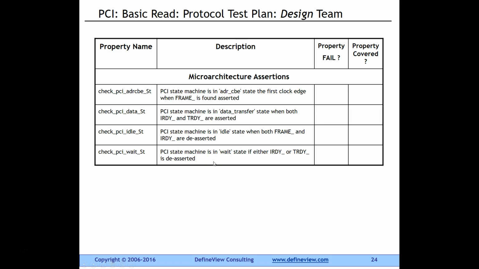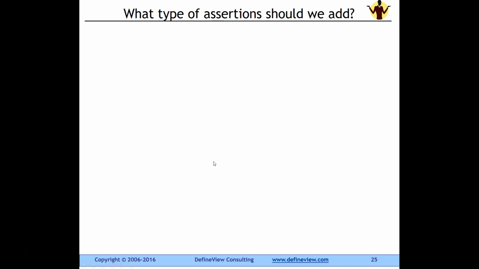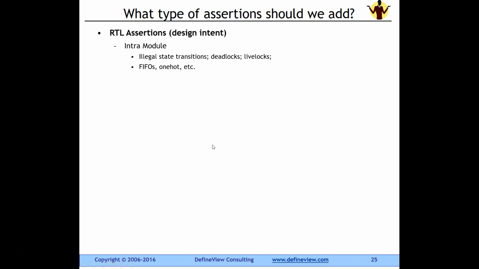So do visit these slides again to see where a DV engineer comes into the picture and where a design engineer comes into the picture. So the next question is, okay, what type of assertions should we add? Is it just the interface, or what is it? RTL assertions, meaning what is your design intent? This is where again intramodule design engineers come into the picture.